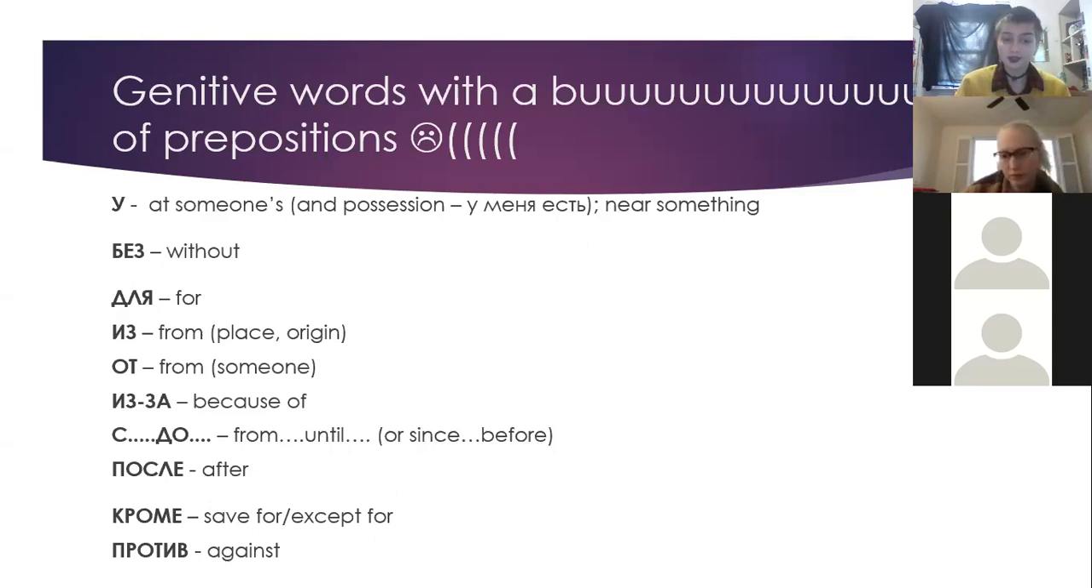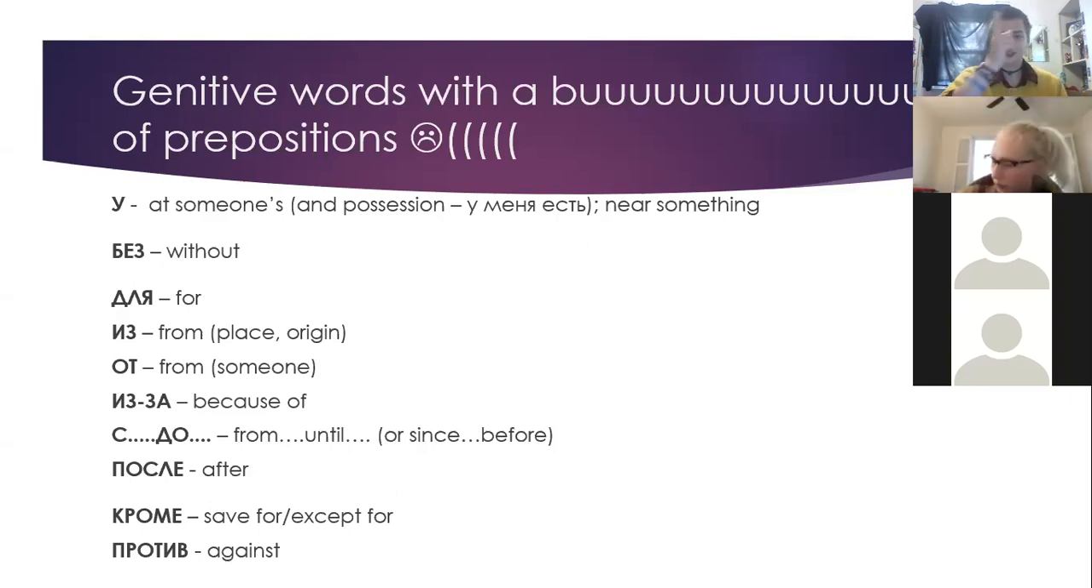Из and от, both froms, work with genitive. Из is probably going to be about place or origin. От is going to be from someone. Подарок от Марка, gift from Mark. Or сумка от Dolce & Gabbana, the bag from Dolce & Gabbana, that kind of company, that kind of person. Из-за, because of, genitive.